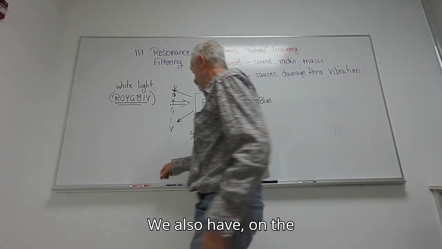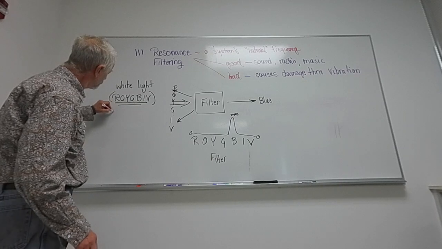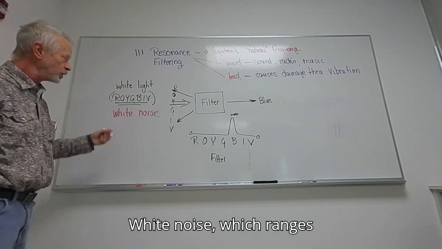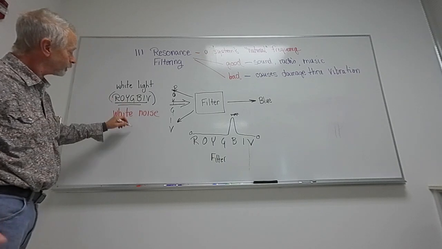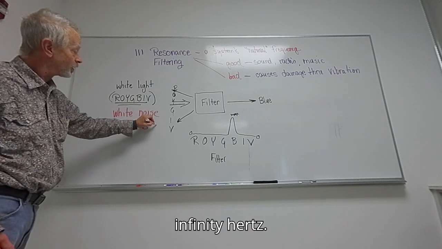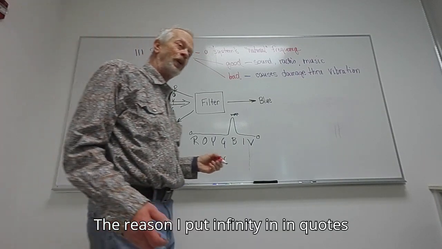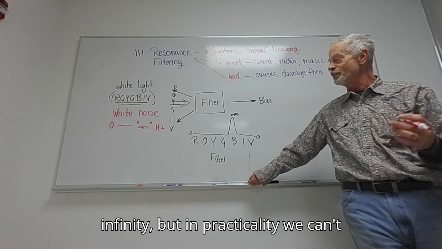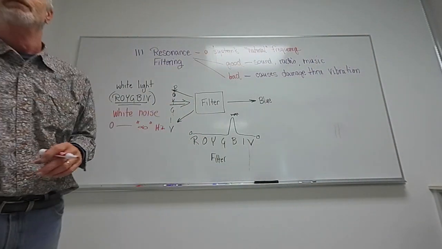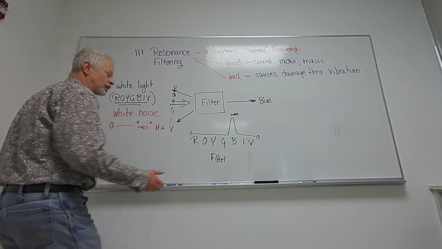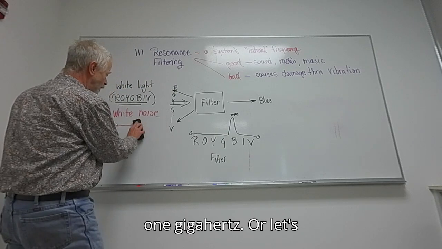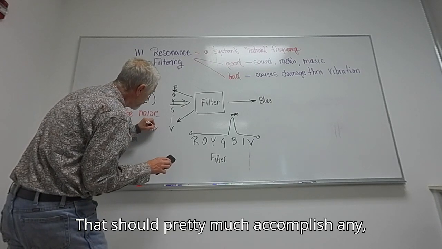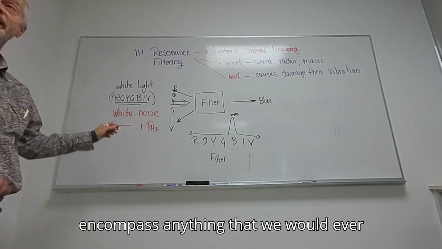We also have, on the other side, white noise, which ranges from 0 to, I'm going to put it in parentheses, infinity hertz. The reason I put infinity in quotes there is because theoretically it goes to infinity, but in practicality we can't make infinite frequency. So let's just say for our purposes that it goes from 0 to 1 terahertz. That should encompass anything that we would ever use.